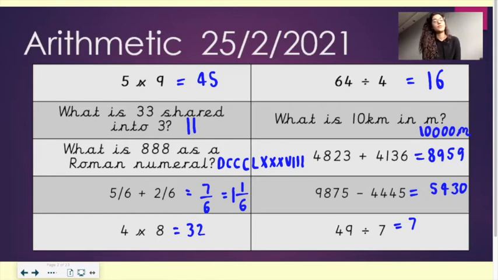4,823 plus 4,136 equals 8,959. 9,875 take away 4,445 equals 5,430. And lastly, 49 divided by 7 equals 7.